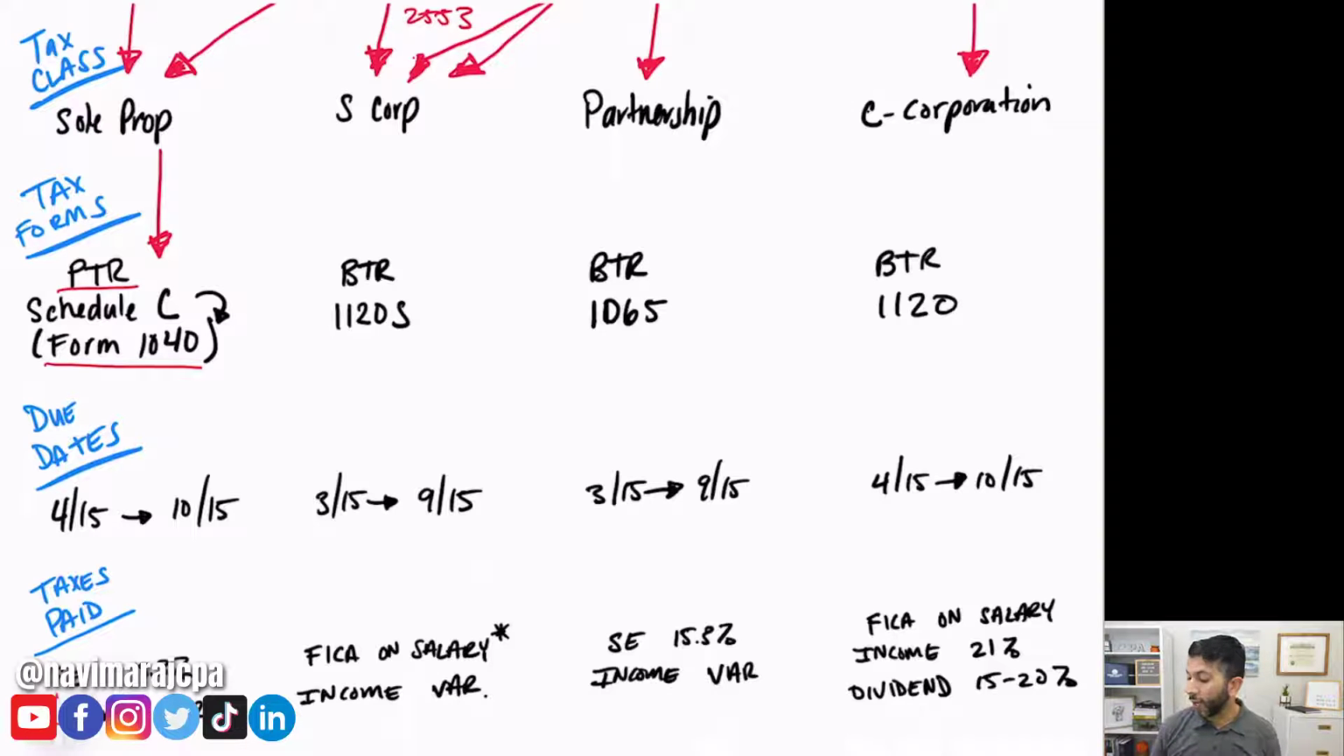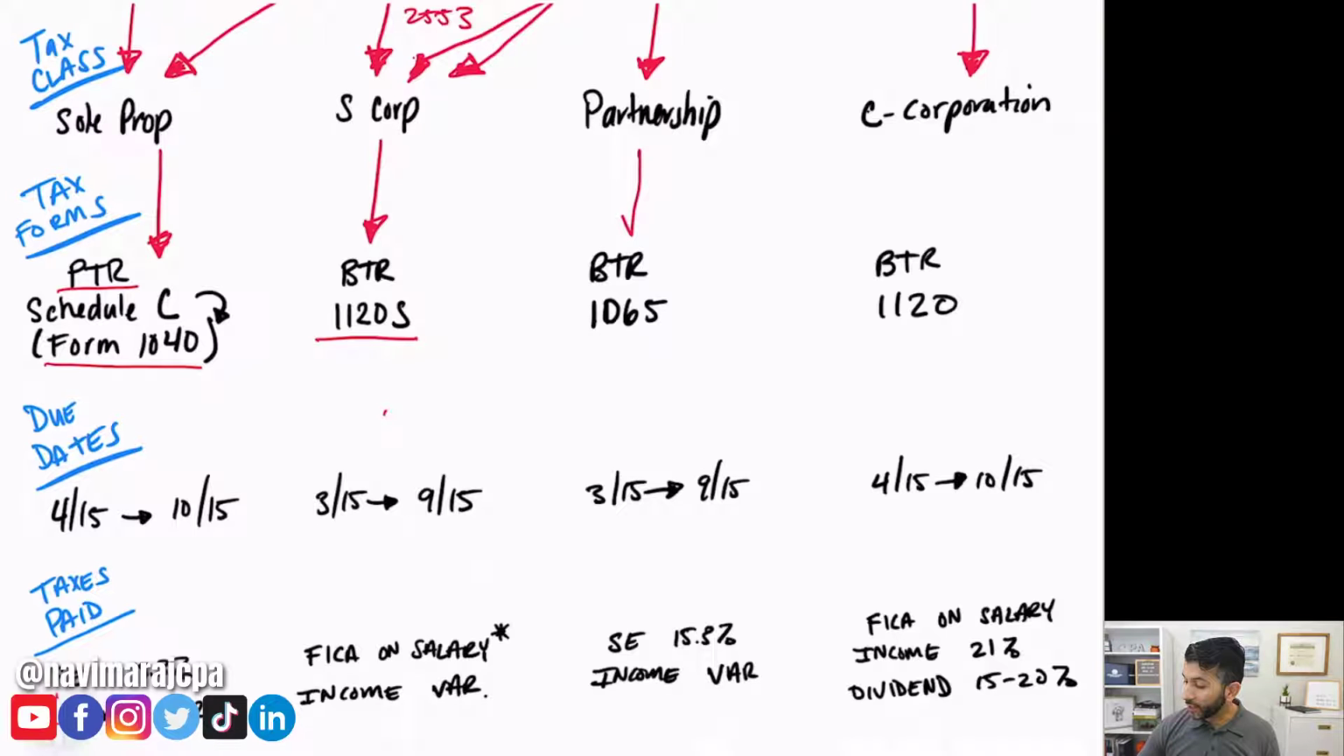Okay, what about if you're an S Corp? Well, if you're an S Corp, you're going to be filing a business tax return, okay? So it's a separate tax return from that of your personal return. It's a business tax return, and the form is called 1120S. Do a Google search for 1120S. That form will pop up.